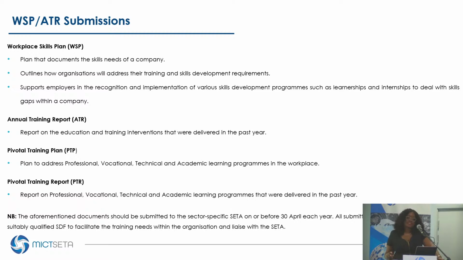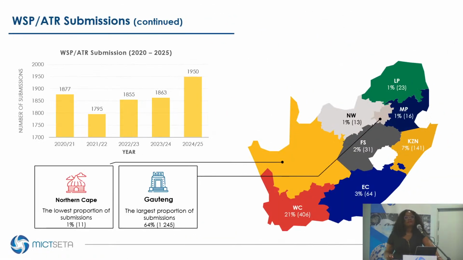So this is just a highlight to show you the trend of the WSP ATR. How we look at the WSP ATR, we take it as a survey. So we have more than, I think, 300,000 employers in the sector, or 30,000, I might be wrong. Out of that number, only the 1,950 submitted in the previous financial year. So that number, it's a survey for us. It represents a sample of the 30,000 employers that are in the sector.